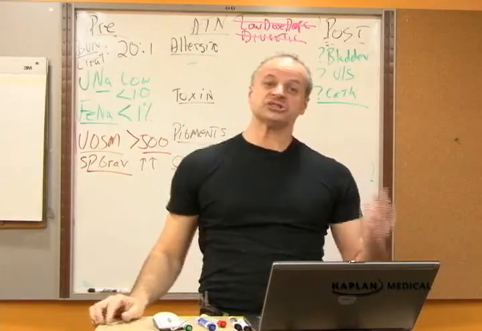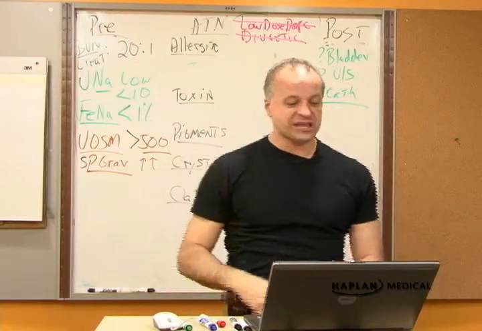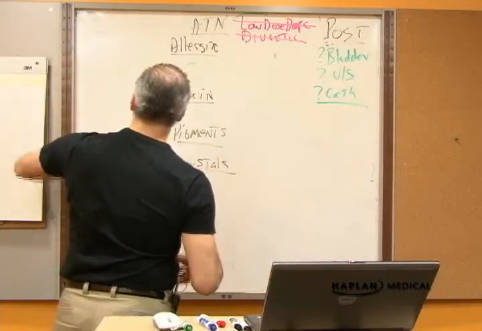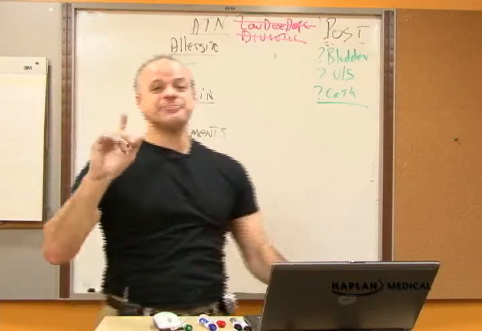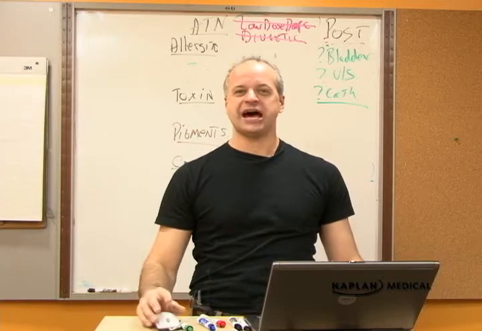You hydrate them to prevent any degree of pre-renal azotemia, and then you wait for the kidneys to get better on their own. So acute tubular necrosis is a combination of hypoperfusion, maybe with a toxin.